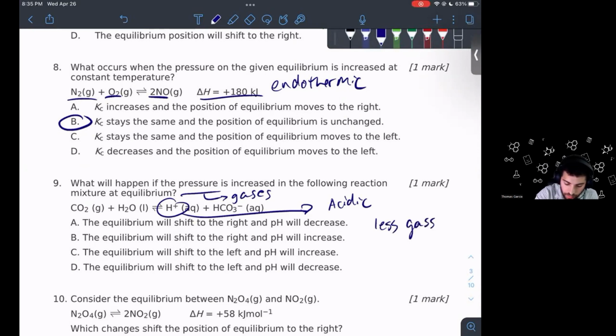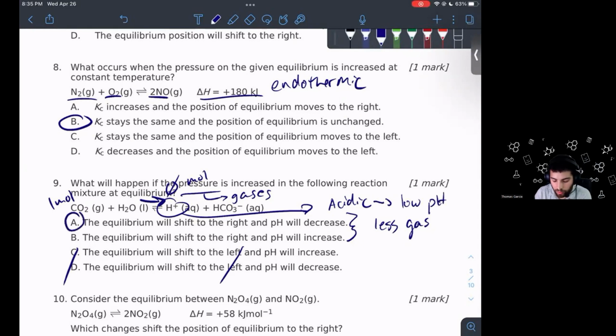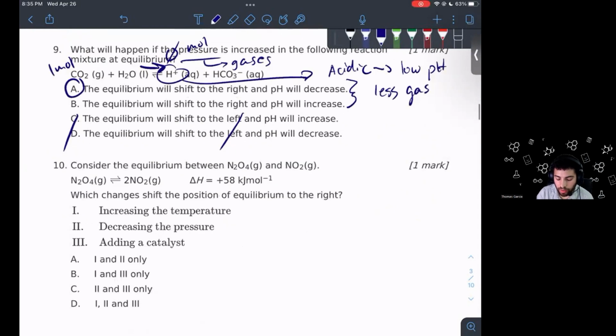Because gas has pressure. We want less gas. And because we have 1 mole here and 0 moles on the right side, what we're actually going to do is shift the equilibrium to the right. So we already know it can't be either of those because those say left. So it's one of these two. And if it's acidic, that's a low pH, meaning that it's got to be A. Equilibrium will shift to the right and pH will decrease.